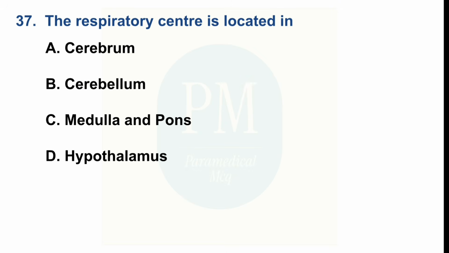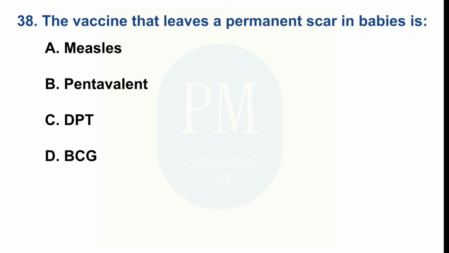The respiratory center is located in option A, cerebrum. Option B, cerebellum. Option C, medulla and pons. Option D, hypothalamus. The correct option is option C, medulla and pons. The vaccine that leaves a permanent scar in babies is option A, measles, option B, pentavalent, option C, DPT, option D, BCG. The correct option is option D, BCG.